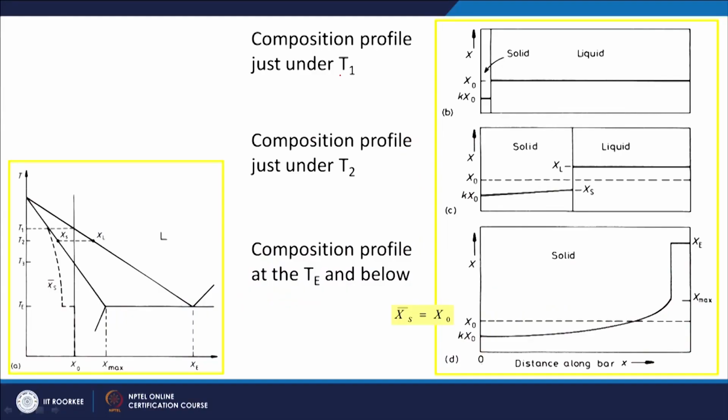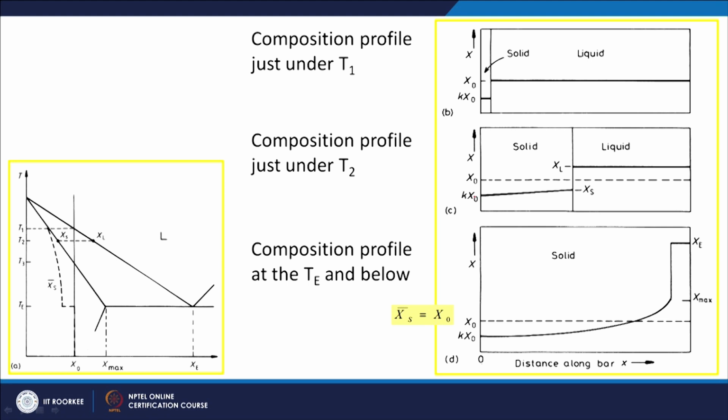So, again composition profile, if we want to see at different temperatures. So, composition profile just under T1, just when the solidification has started. So, my solid has composition of kx naught, my liquid has composition of x naught, the overall composition.